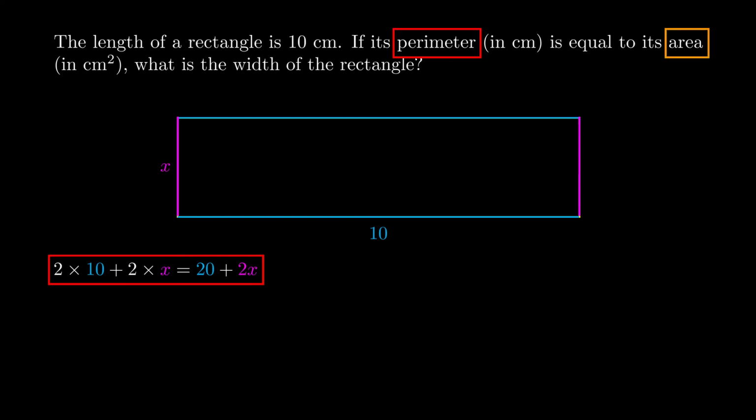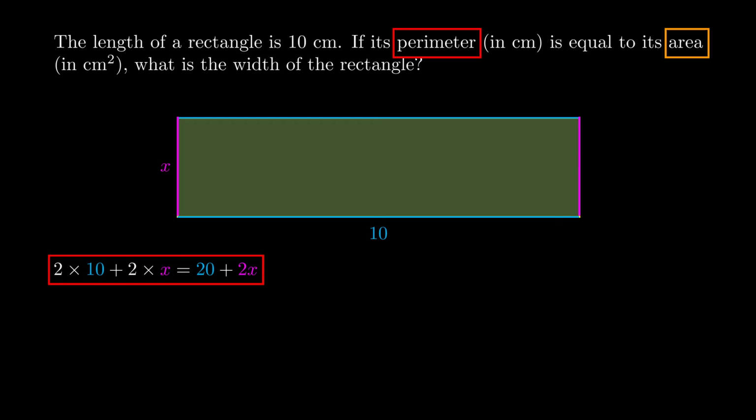Now for the area. Well, the area is just the length multiplied by the width, and so that's easy, it's just 10x. And so if the area is 10 times x, which is 10x, and we're told the perimeter is equal to area, we just make the red box equal to the orange box. So 20 plus 2x equals 10x.